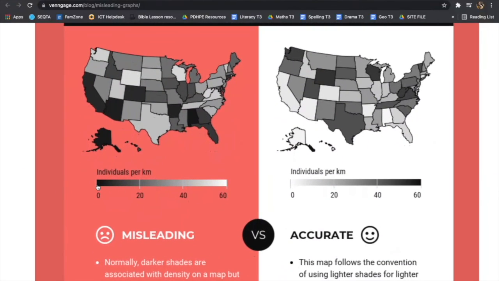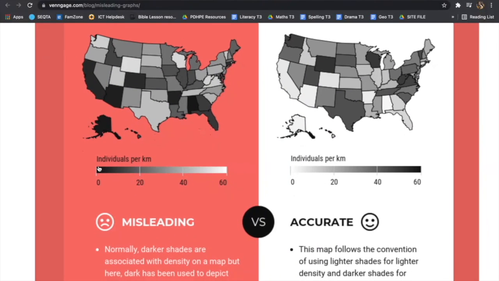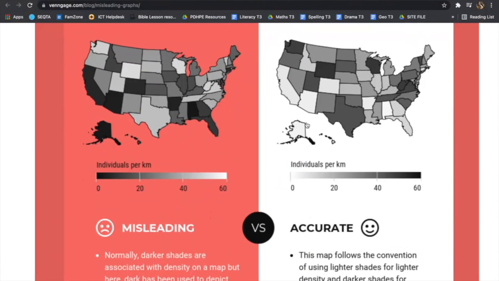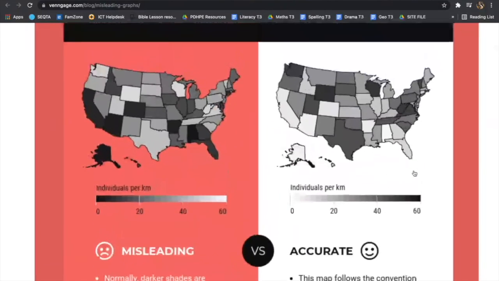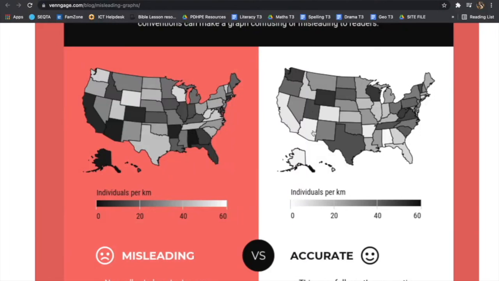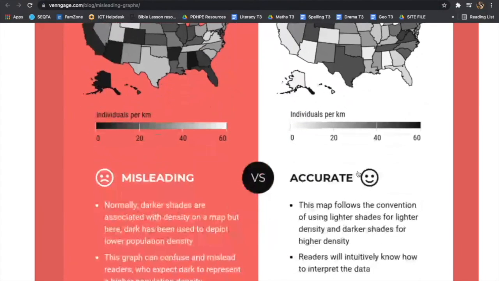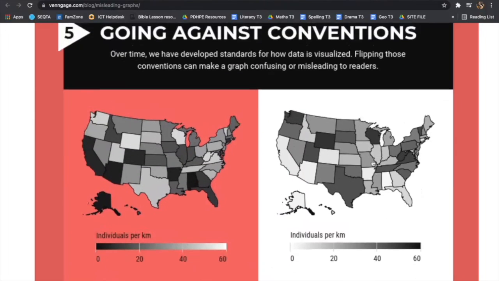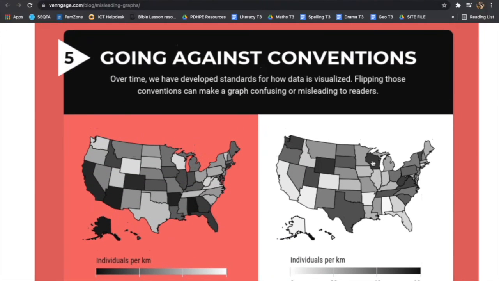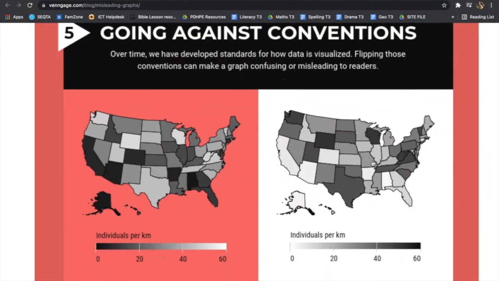But this map has thrown it round the other way. It has said that the darker the shade, the more individuals there are per kilometer. Over here is what it should look like, with less individuals in an area being shown by a lighter color all the way up to a darker shade. So this map is truer to the conventions that we have about scales and colors. So readers will intuitively or automatically understand that lighter colors equals less people. So this one is a cheeky one because it just changes our understanding of conventions.